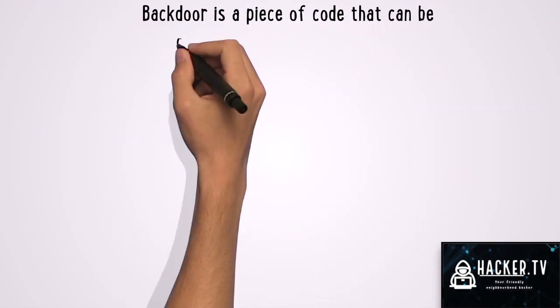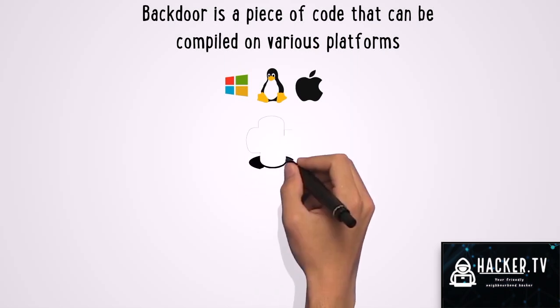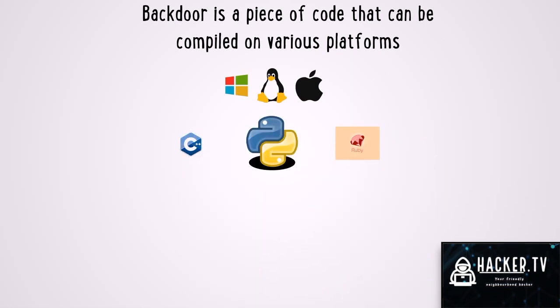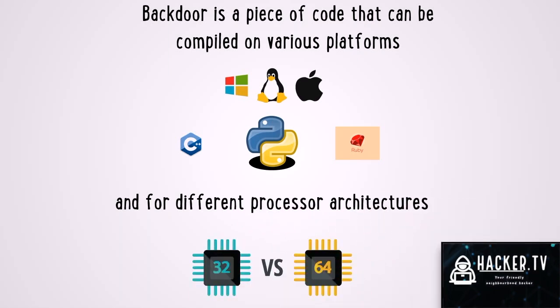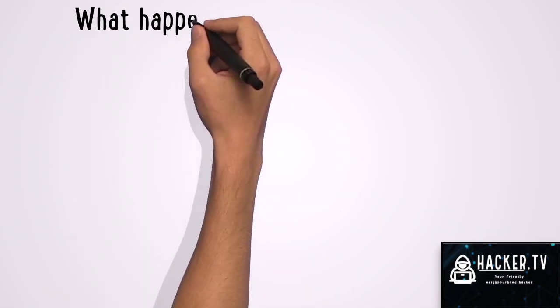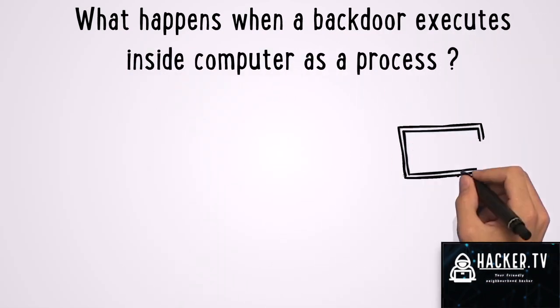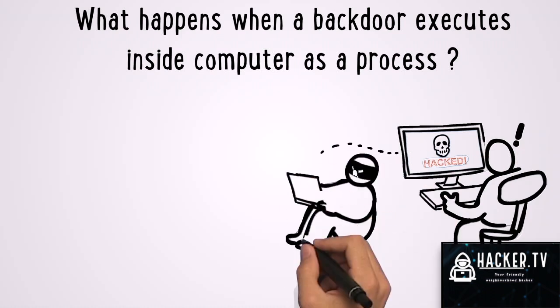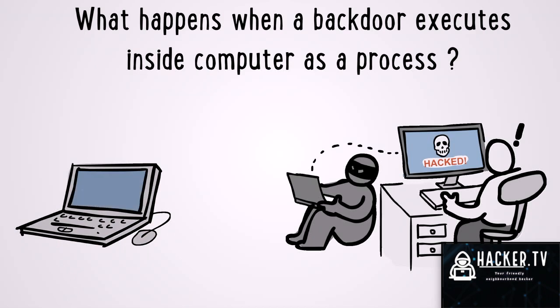Now, a backdoor is a piece of code that can be compiled on various platforms like Windows, Linux, Mac, or in any programming language like Python, Perl, or Java, and for a different processor architecture like 32 or 64-bit. What happens when a backdoor executes inside a computer as a process? Well, every backdoor program has a primary job of connecting the victim machine to the attacker machine. And it does this by opening a network port on the host machine and thus allowing the backdoor connection.